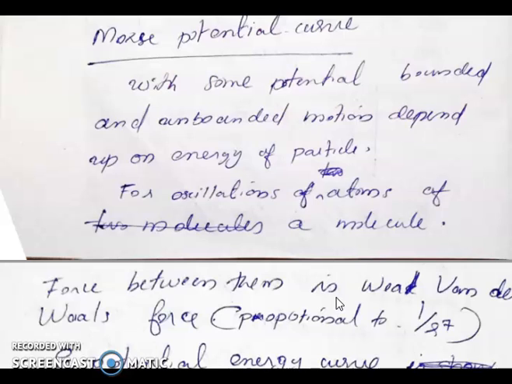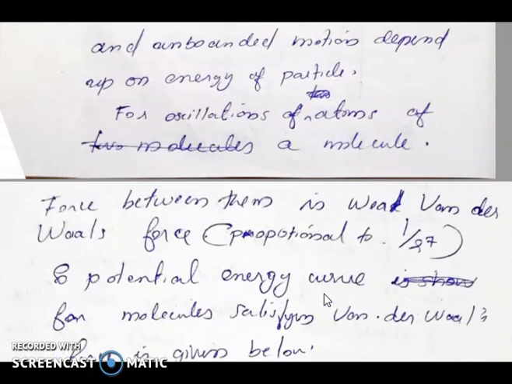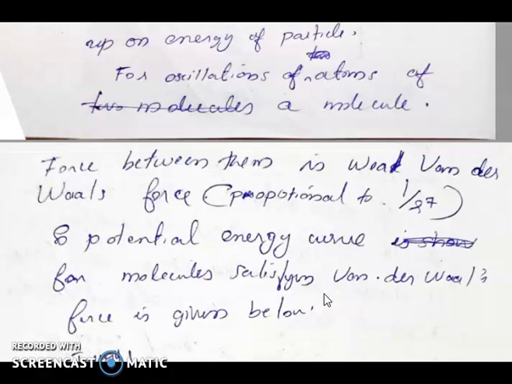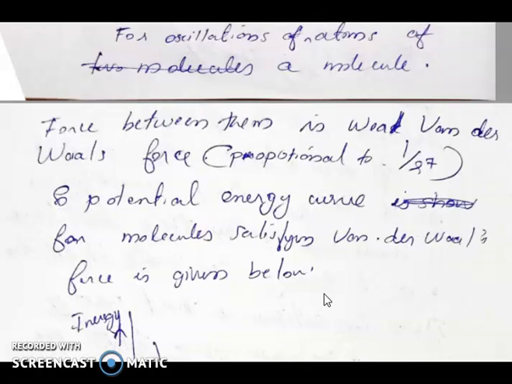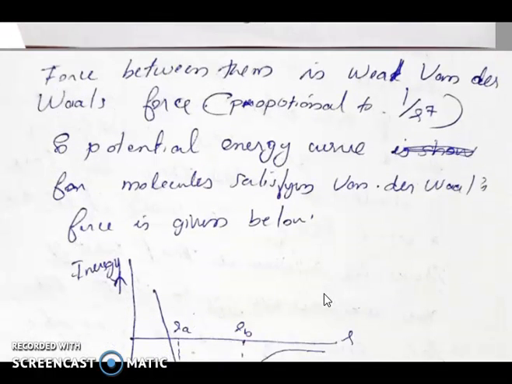So between these molecules there may be some forces. That force is called the van der Waals force. That is a weak force, the weak van der Waals force. So molecules are formed by the weak van der Waals force. That force is proportional to 1 by r raised to 7, which is very small. So the potential energy curve of the molecule satisfying the van der Waals force is given below.